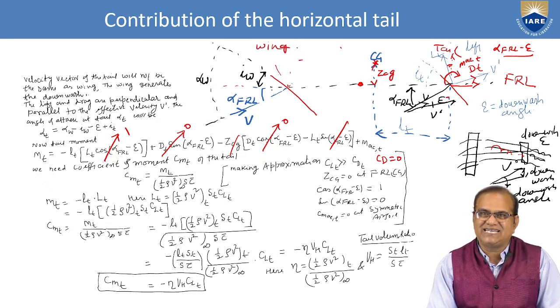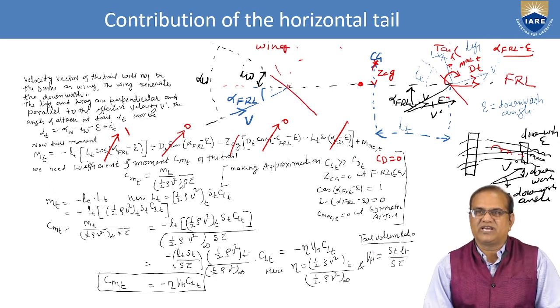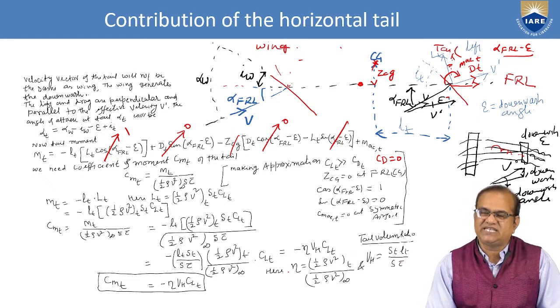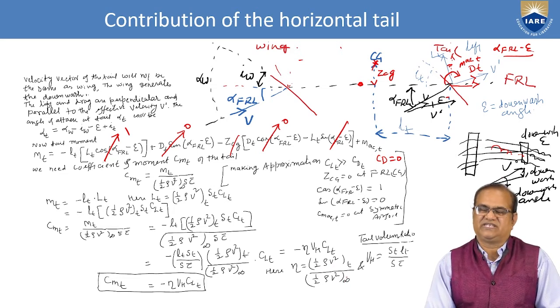This lt St by S C bar is known as the tail volume ratio. VH is equal to St lt by S C bar. Here St means area of the tail, lt means moment arm, S is area of the wing, and C bar is chord of the wing. Here this eta is equal to half rho V square T divided by half rho V square infinity.